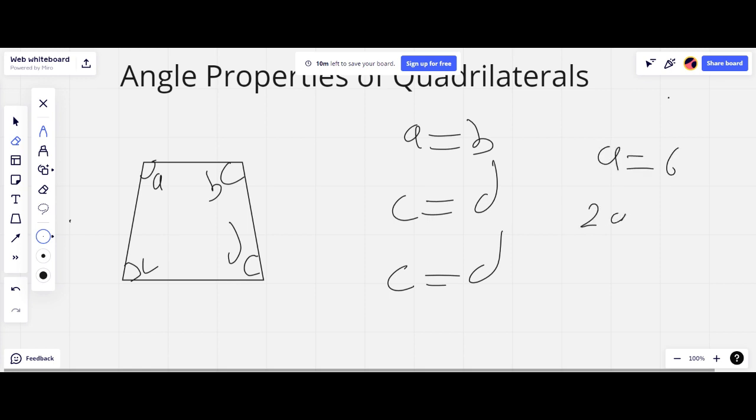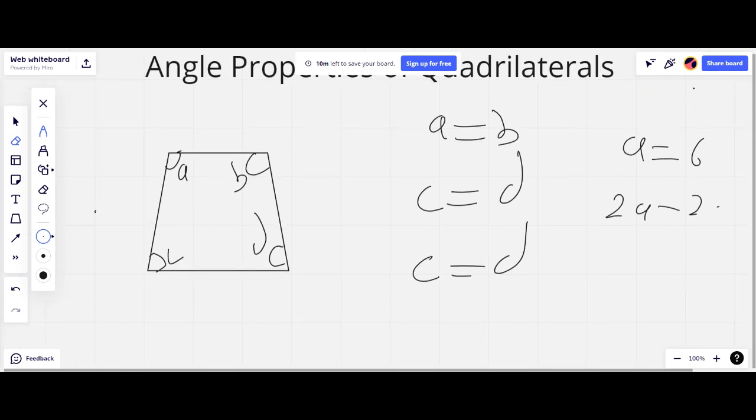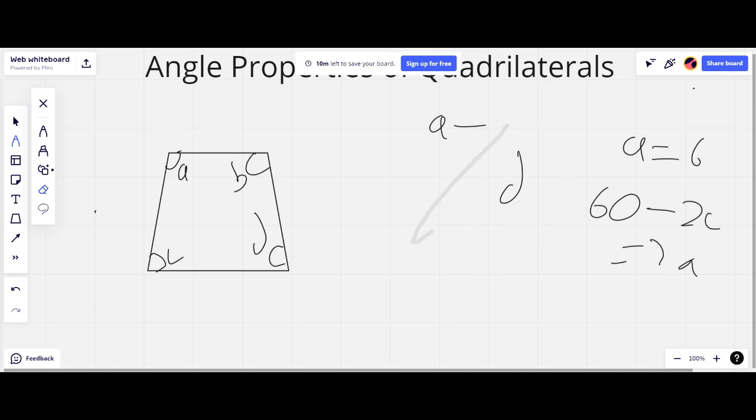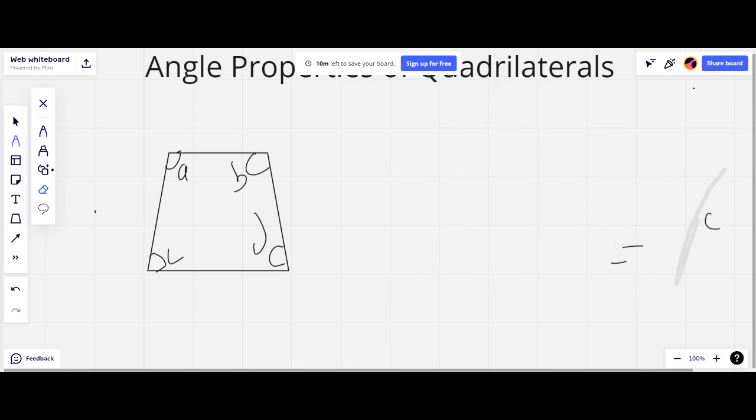So basically 2A is 360 take away 2C. This might be a little bit too complicated for some of you to understand, so let me put it into context by labeling these with numbers. So let me make C 25.